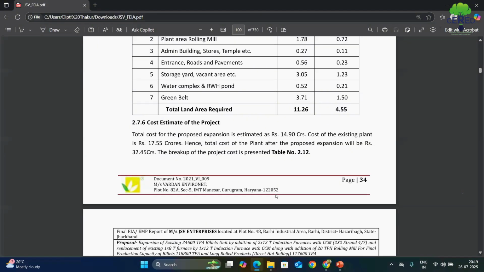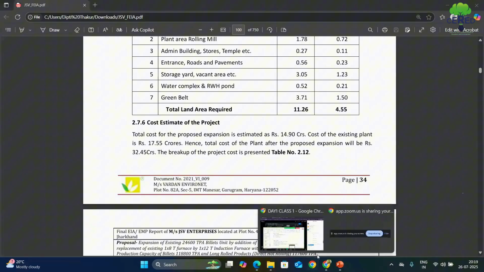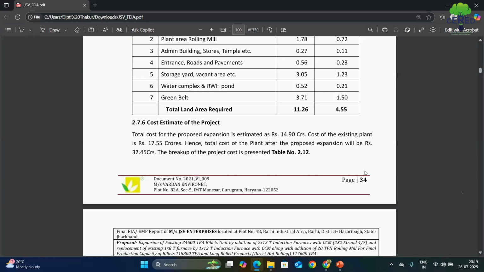Now the next is the cost estimate. The total cost estimate for this project is 14.90 crore, and for the existing plant it was 17.55 crore. So the total cost estimation is 32.45 crore.